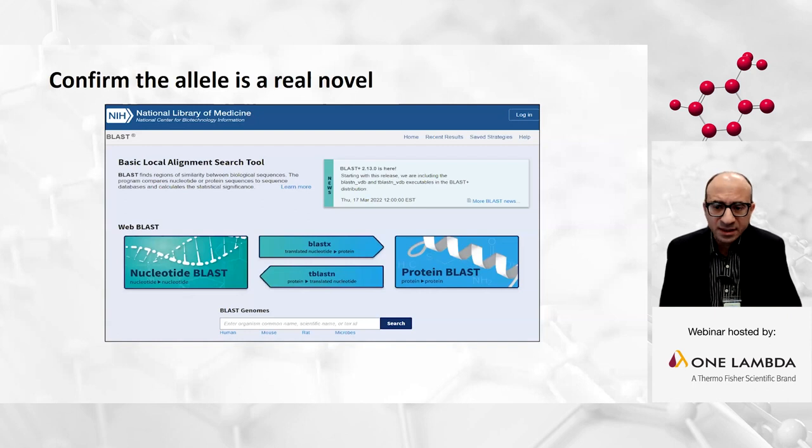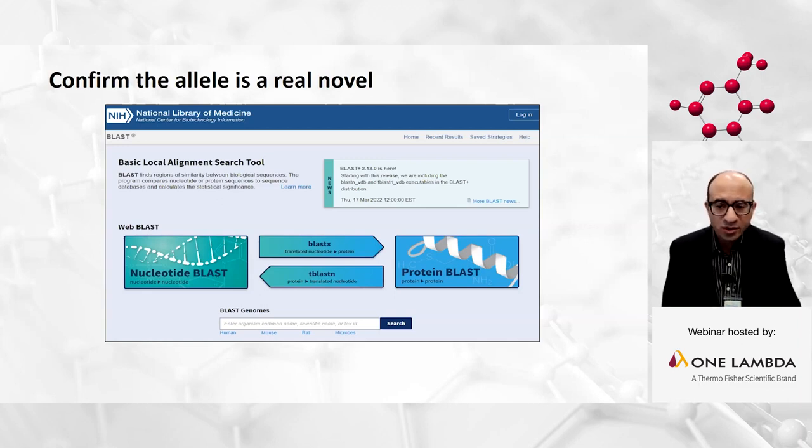So the next step is to confirm that this allele is actually a novel allele. Remember that the vendor software doesn't usually run the latest IMGT database. The IMGT database is updated 4 times a year, but the vendor software's IMGT database is usually updated twice a year. So there is usually a lag between the IMGT and the vendor database.